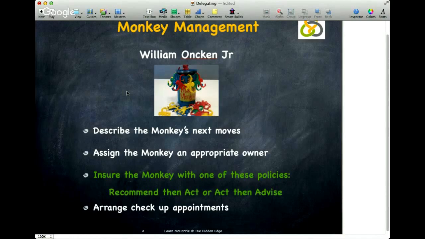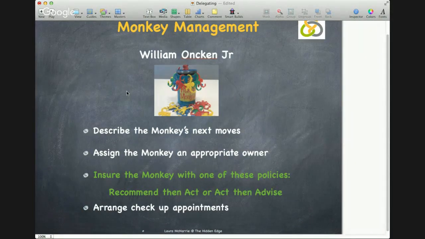When we hand over a monkey or hand over a task, we must ensure that that monkey has one of these two policies attached to it. Recommend, then act, or act, then advise. This gives the person who's received the monkey absolute clarity as to what they need to do, or what authority they have with that action. And finally, we need to make sure that we arrange some checkup appointments so that our monkey is always kept in top condition.